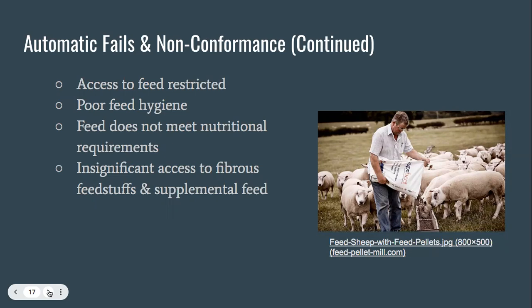And then insignificant access to fibrous feedstuffs and supplements. So this includes anything like oat hay, alfalfa, grass hay, and as I mentioned before, any grains or pelleted feed.